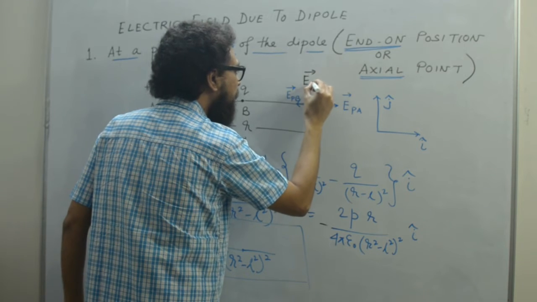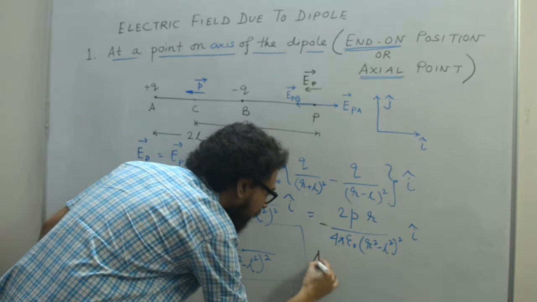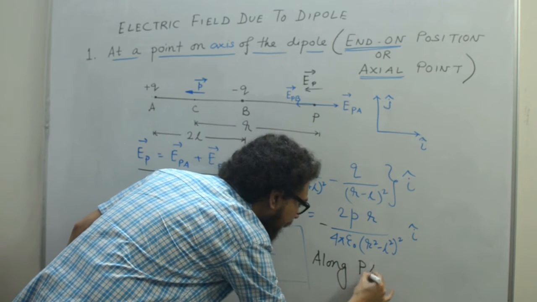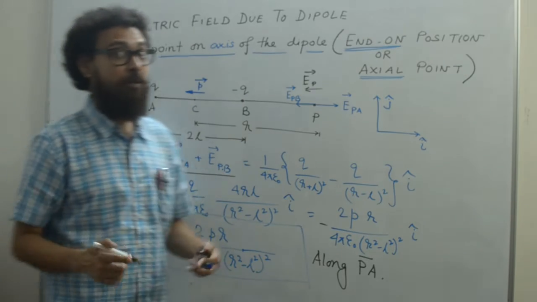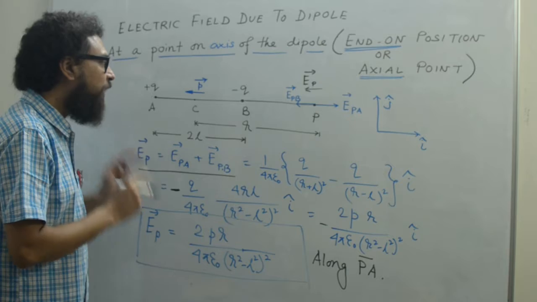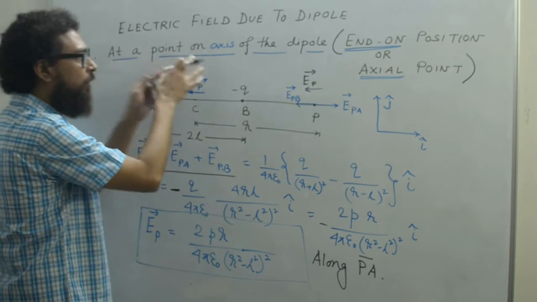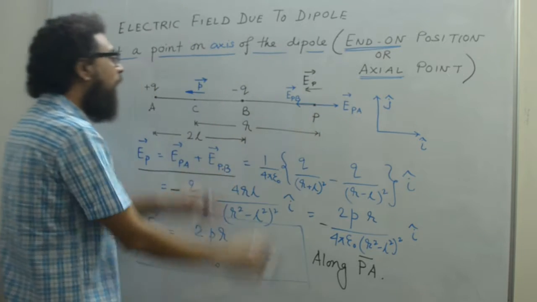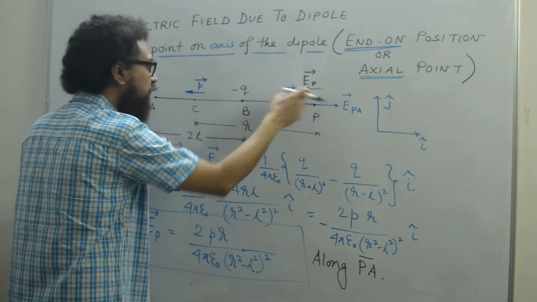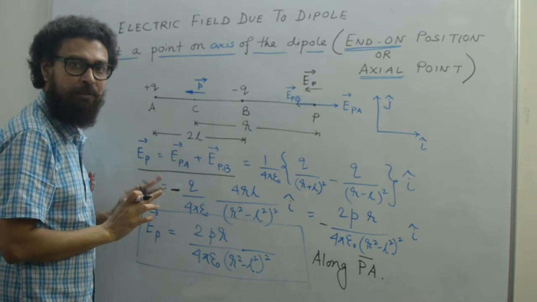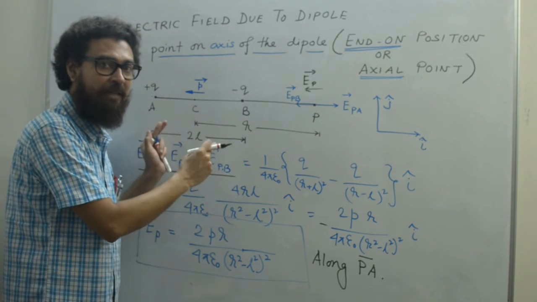that is EP. So it is towards this side. So it is along PA. Can you follow me? PA. Or else you can also say, very interesting, we can say that electric field for an axial point or end-on position or at a point on the axis of the dipole is parallel to dipole moment, because they are parallel vectors. So the electric field is parallel to dipole moment for this kind of arrangement.